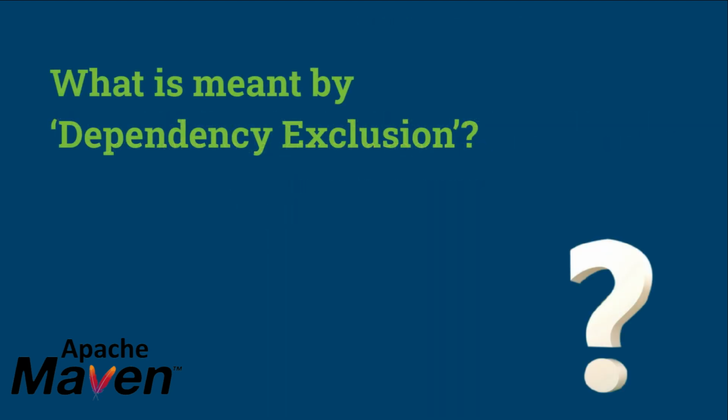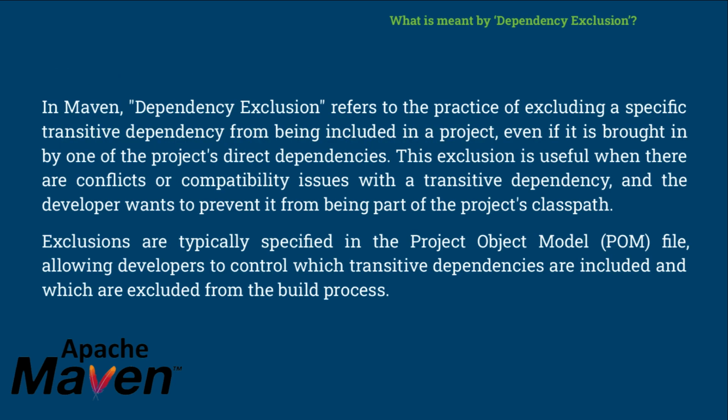Third question, what is meant by dependency exclusion? In Maven, dependency exclusion refers to the practice of excluding a specific transitive dependency from being included in a project, even if it is brought in by one of the project's direct dependencies.